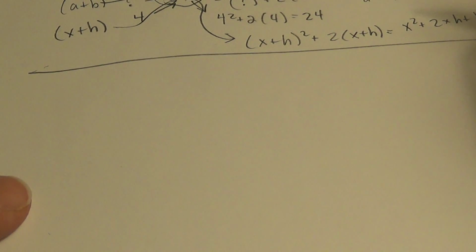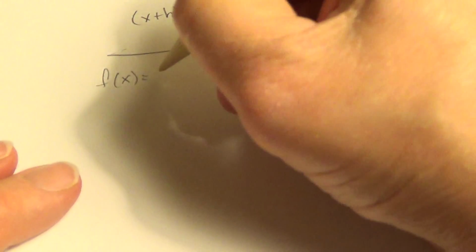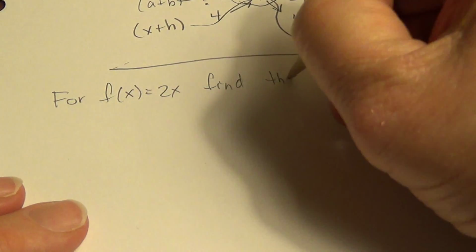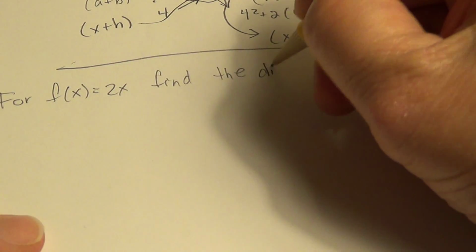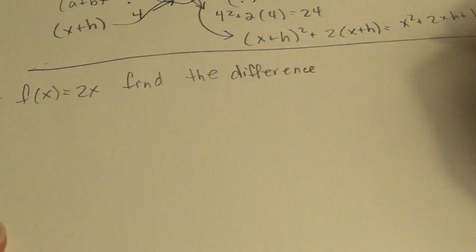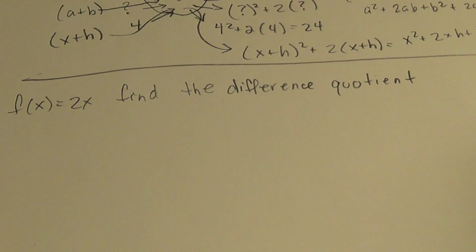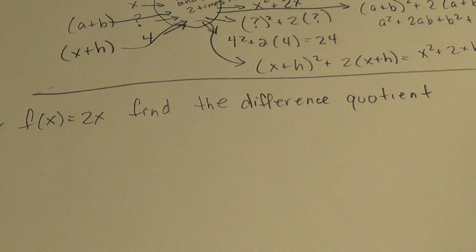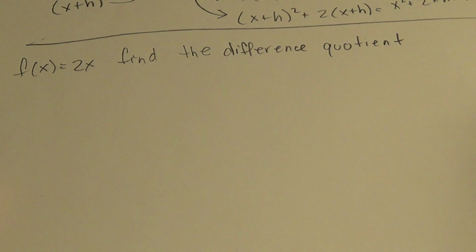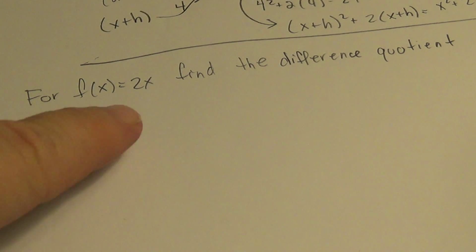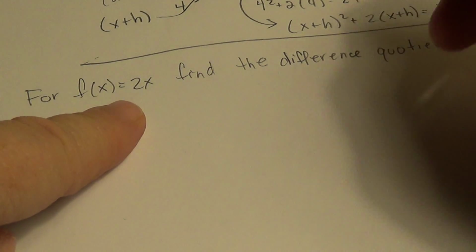So here's what a problem will look like. It'll give you a function. So we'll start with 2x again. And it'll say, for this function, find the difference quotient. You will have no idea why this is important, but it is a big deal in calculus. If you show it to any calculus student, they will get so excited. So, find the difference quotient for this function right here.